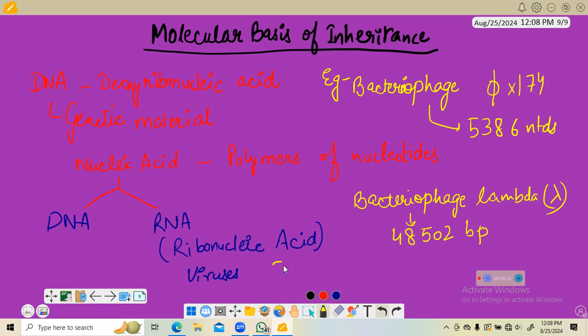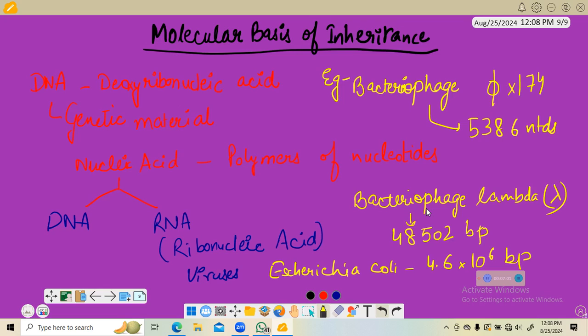And then most important, E. coli or Escherichia coli, has 4.6 times 10 raised to the power 6 base pairs. So this is about DNA. These are the examples of it. So DNA is a long polymer.